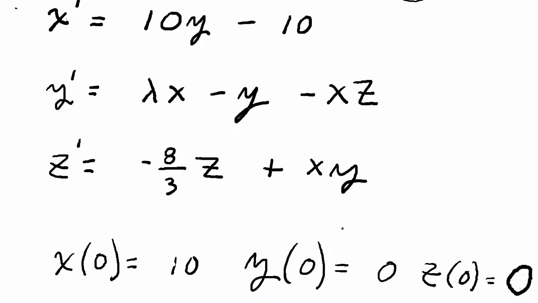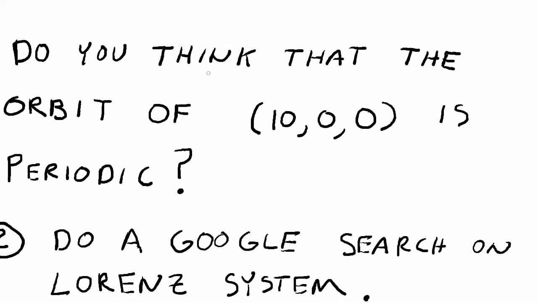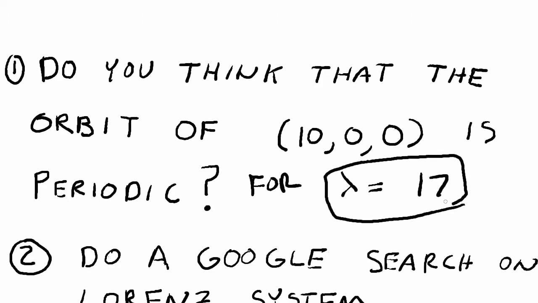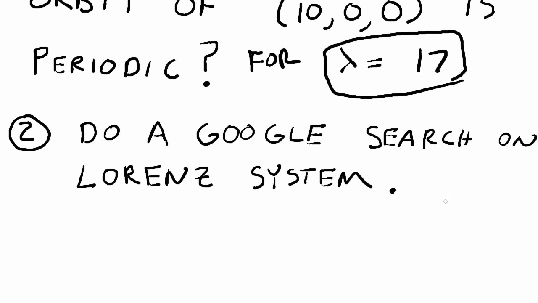I just wanted everyone to see the Lorentz attractor. So here's your official assignment for your final exam. Just answer the following question, a really goofy question, it's pretty obvious: do you think that the orbit of this 1000 is periodic? That would be for, you can look at the video here, let's say lambda equals 17, or whichever one I showed you at the end there. Then, to get a sense of how in depth the study of this object is, just do a Google search on Lorentz system, and you'll see an enormous amount of information on it.